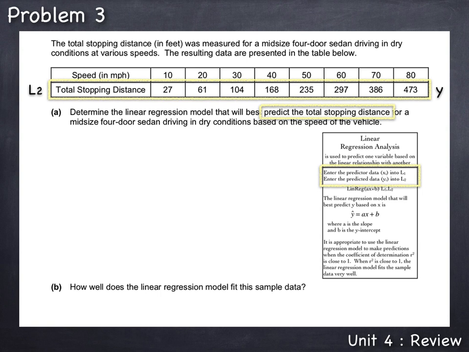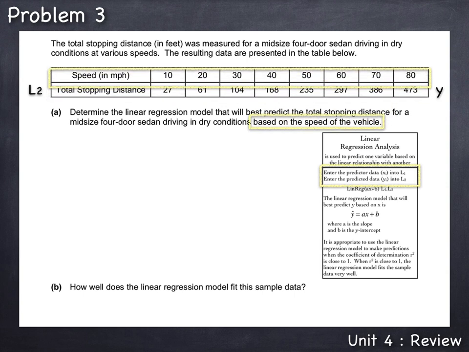X is the variable we're using to make the prediction. In this regression model, we're basing our prediction on the speed of the vehicle. So the speed of the vehicle is our x variable, and it needs to be entered into the first list, L1.